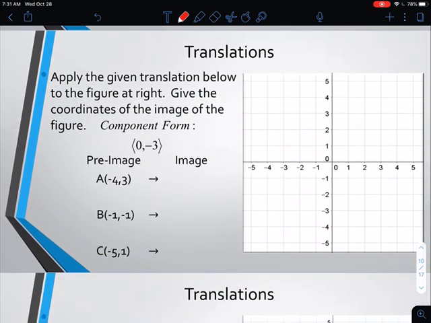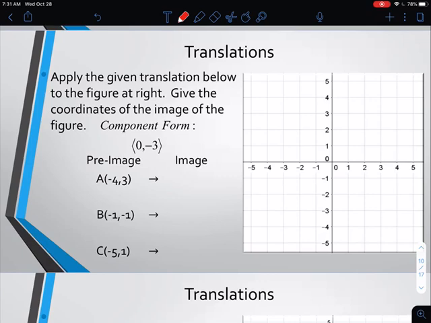With component form, it's no different. The numbers tell you right or left, up or down. When I have a 0 here, this is something I want to talk about real quick. 0 here means that there is no right or left. So I'm not going to move my object whatsoever in either direction. So when I have a 0, I'm not moving it in that particular direction, right or left or up or down.